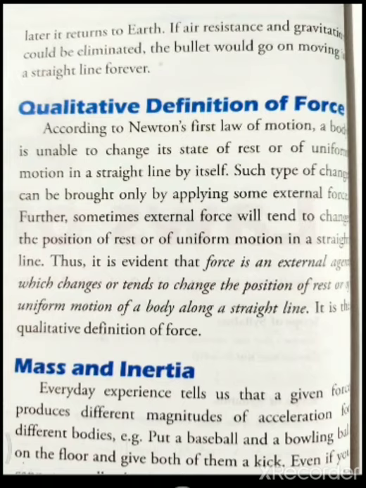If air resistance and gravitation could be eliminated, the bullet would go on moving in a straight line forever. If we remove that air resistance as well as gravitation, then what will happen? The bullet would go on moving in a straight line forever and ever. It will be moving only. Okay, I hope you have understood these 3 examples.